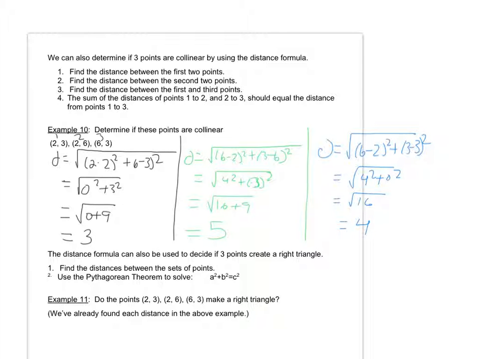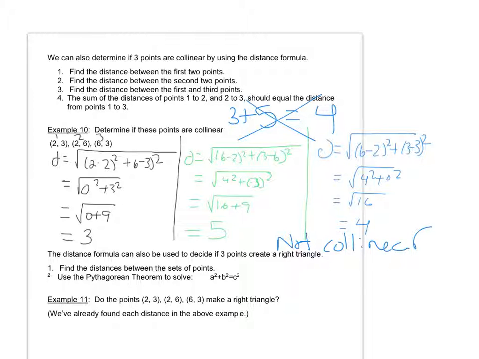Okay? Alright, so if we look at all these, you have 3, 5, and 4. This is the distance between the first 2 points, this is the distance between the second and the third, and this is the distance between the first and the third. What they're saying here is 3 plus 5 equal to 4? No, so these are not collinear. Okay?